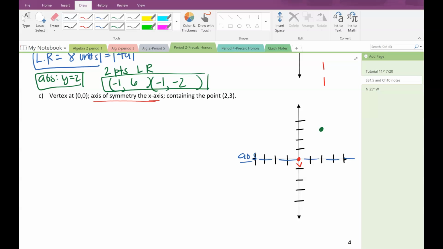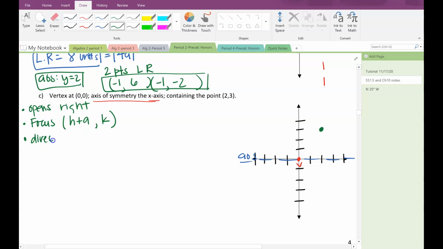We know if the vertex is at the origin and there's a point on the right side, we at least know it opens to the right. Then, if it opens right, the focus is a units from the vertex. So whatever h is, we add a, and k stays the same. We also know the directrix is behind it, so the directrix is x equals h minus a. We need to figure out this a value really badly, don't we?